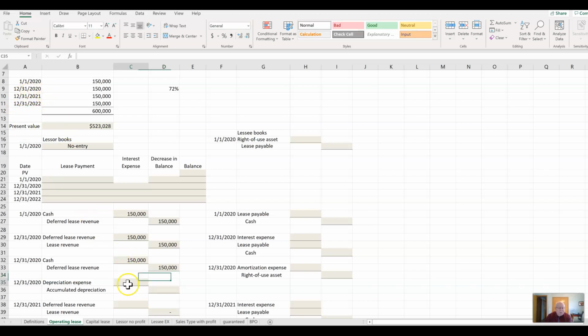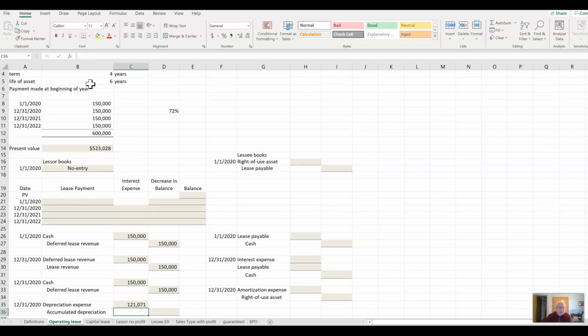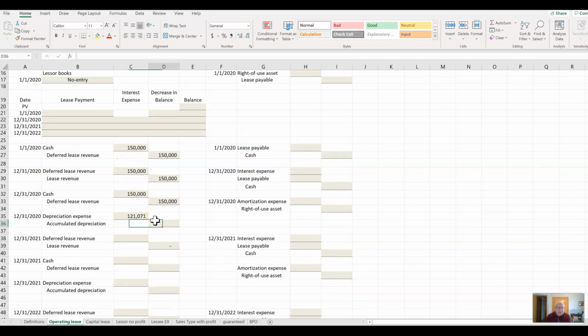Now we also have to do the depreciation. Since we're keeping the equipment, the lessor depreciates the equipment. So we take the equipment, the $726,426, divided by 6 because there's no salvage value. We're keeping this pretty straightforward and straight line. So that's $121,071. And then that's going to be the same dollar value.